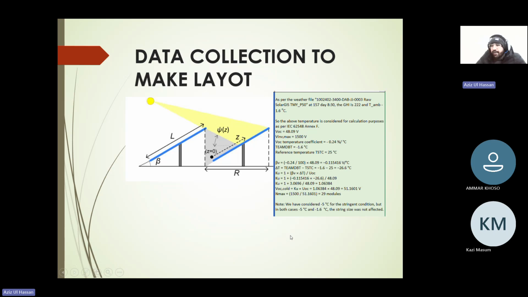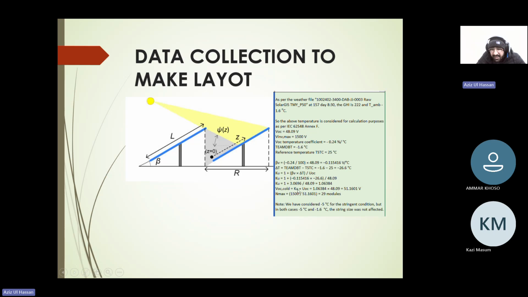So how do we calculate the number of PV modules per string? As per the IEC standard 62548, we have this formula. This is the formula basically. VOC cold means KU and UOC. This is basically the formula.